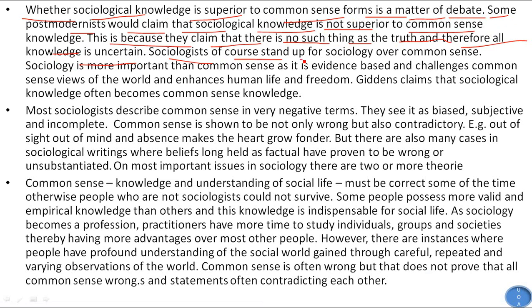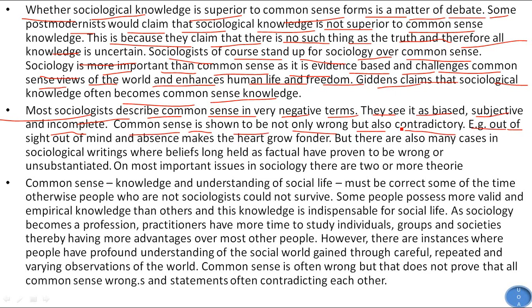Sociologists, of course, stand up for sociology over common sense. Sociology is more important than common sense as it is evidence based, challenges common sense views of the world, and enhances human life and freedom. Giddens claims that sociological knowledge often becomes common sense knowledge. Most sociologists describe common sense in very negative terms. They see it as biased, subjective, and incomplete. Common sense is shown to be not only wrong but also contradictory.